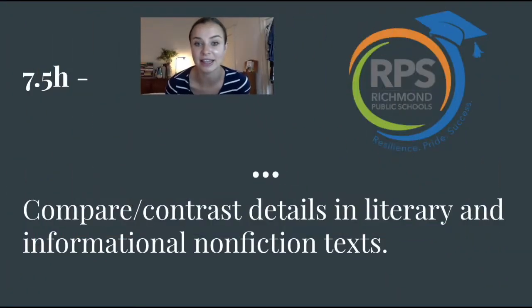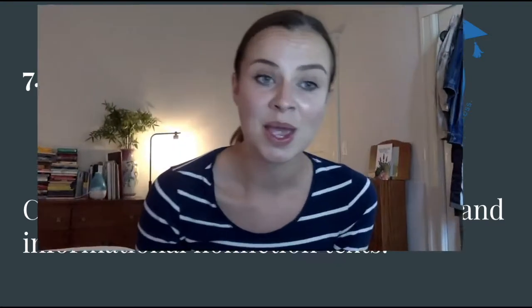Anyway, let's review the standard of the week again, which is compare and contrast details in literary and informational nonfiction texts. We talked about this a lot yesterday. We broke down almost every single word, so hopefully you're feeling a little more comfortable with what this means. Today we're going to apply this skill to a longer, bigger nonfiction text. Still pretty simple, but something that we all could use practice in every single grade across the board.